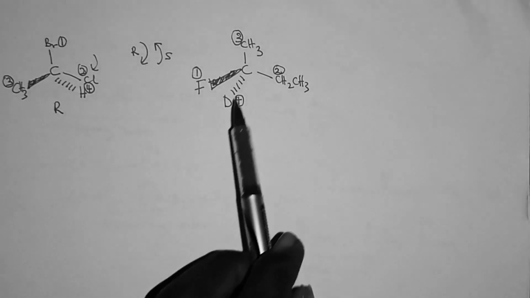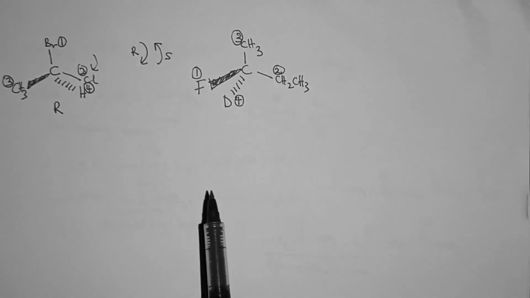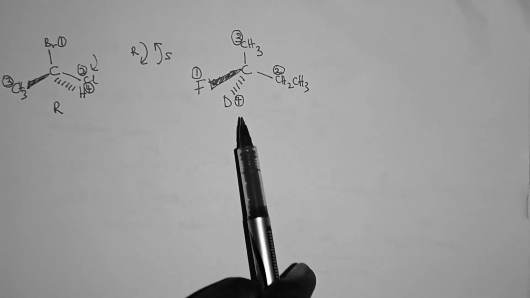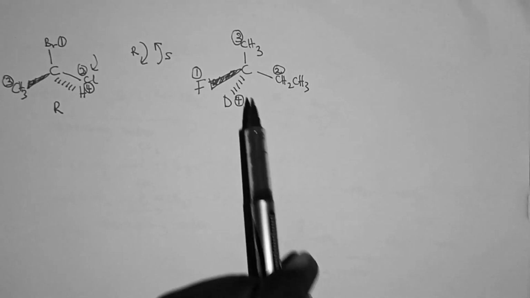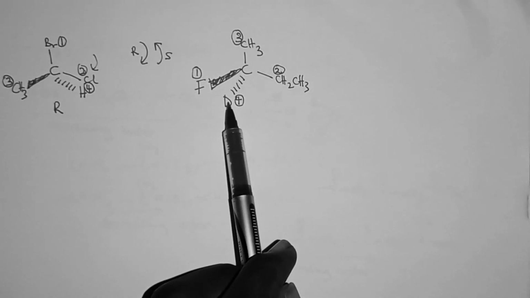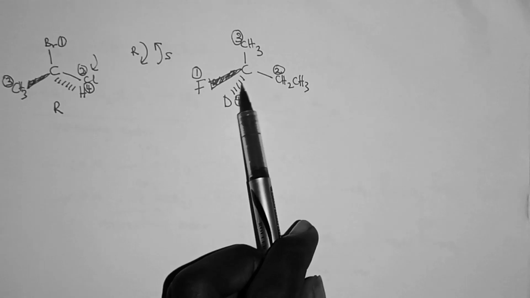And we've said that the least group must be facing away from you, must be pointing away from you. And in this case, the deuterium is the least group, and it is on the dash bond.